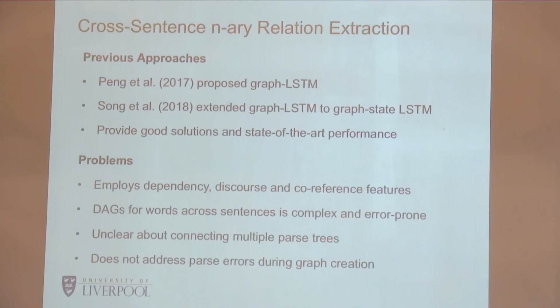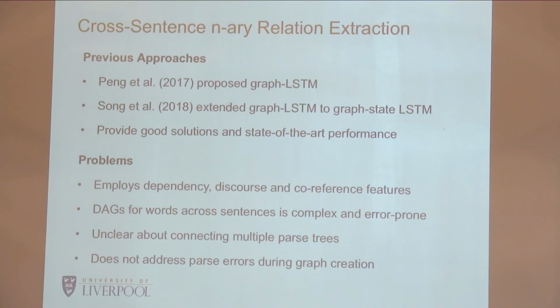For this task, a recently proposed method was the graph LSTM, and there is an extension of this method, which is the graph state LSTM. They provide a state-of-the-art result for this task, but there are lots of limitations to using graph LSTM across sentences. First, they are heavily dependent on features that are spread across sentences, such as co-reference features, and generating a directed acyclic graph between words across sentences is not easy. It's complex to generate, and it's error-prone.